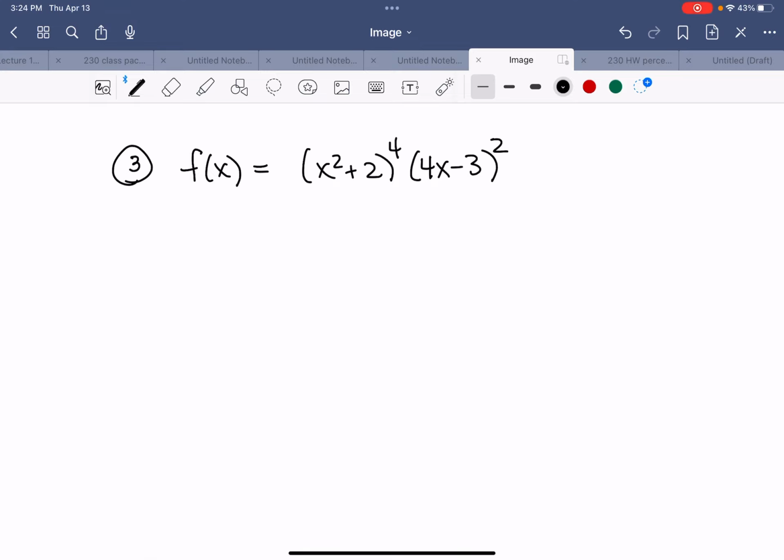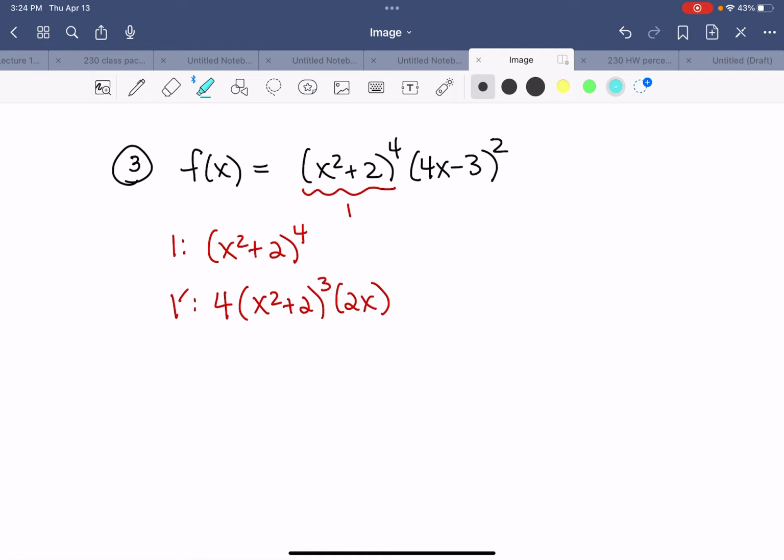So I'm going to start by setting up my product rule. So this is going to be my function 1. Function 1 is going to be the x squared plus 2 to the 4th. And when I take that derivative to get 1 prime, I'm going to use chain rule because I've got an inside and an outside. So I'm going to bring down my 4, leave the x squared plus 2 alone, and decrease my exponent by 1. Then I'm going to multiply by the derivative of the inside. Now my inside is x squared plus 2. So the derivative of that is 2x.